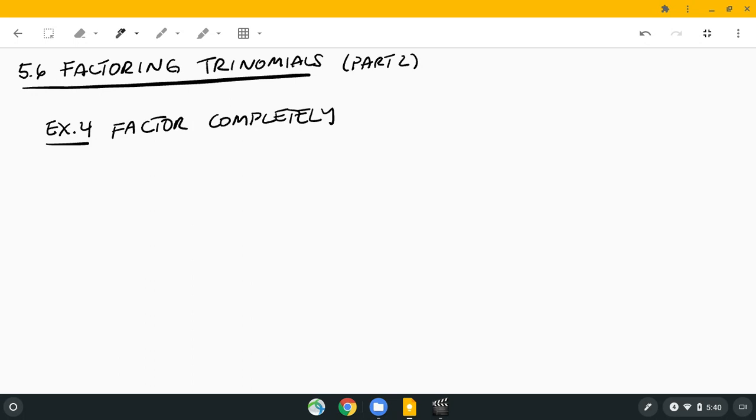And let's do this one. 5x squared plus 7x plus 2. Okay, so again, we're trying to find the 2 binomials that we multiply to get this trinomial. There's only one way to make 5x squared. That's 5x times 1x. So this one's not too bad.